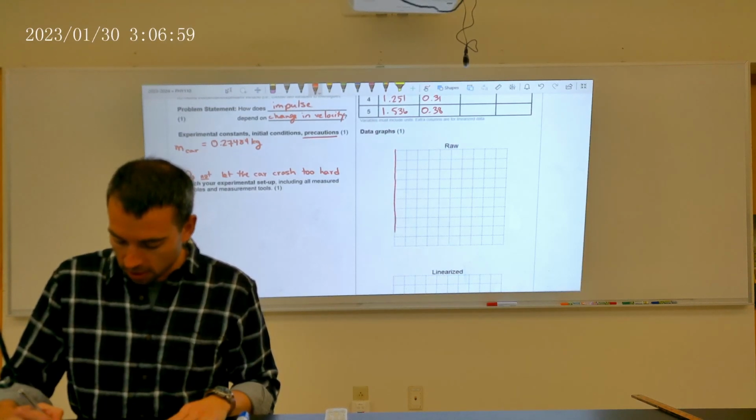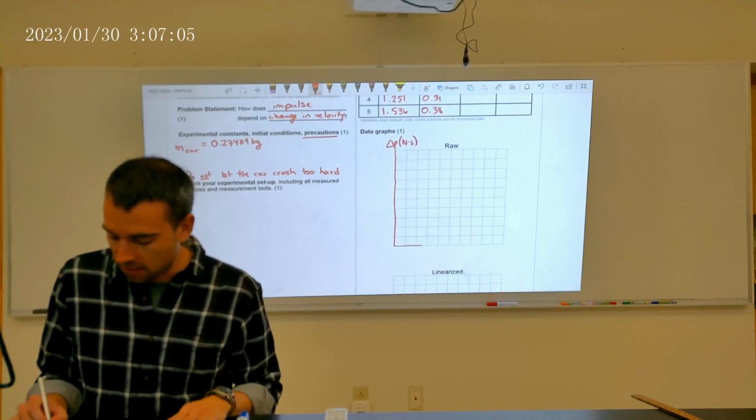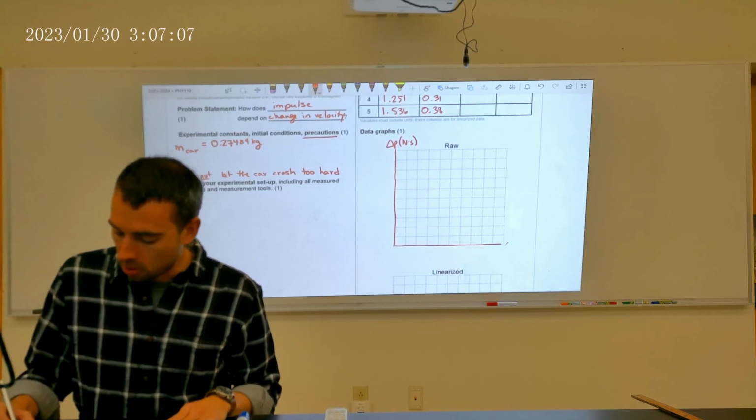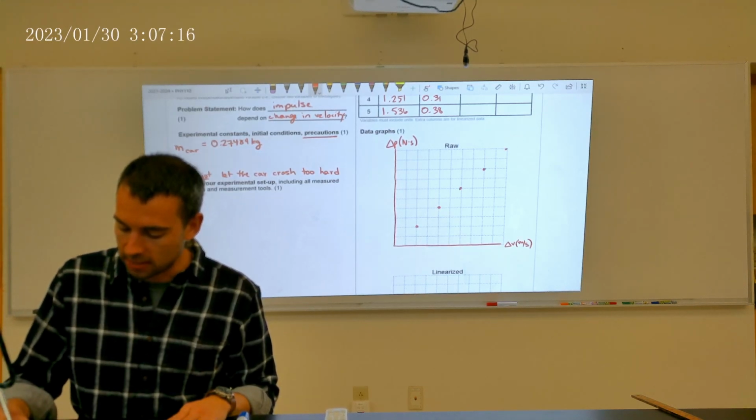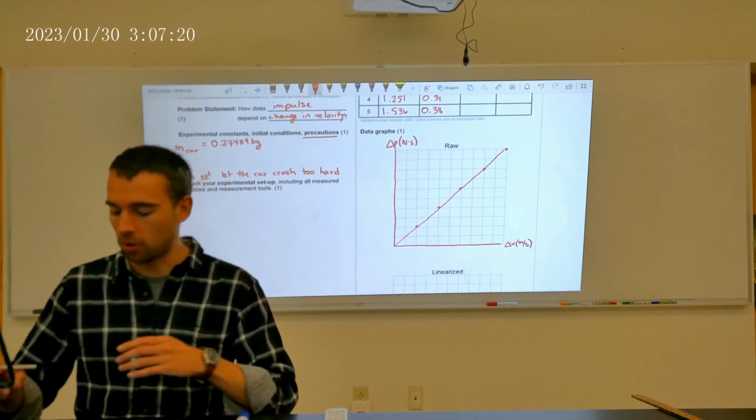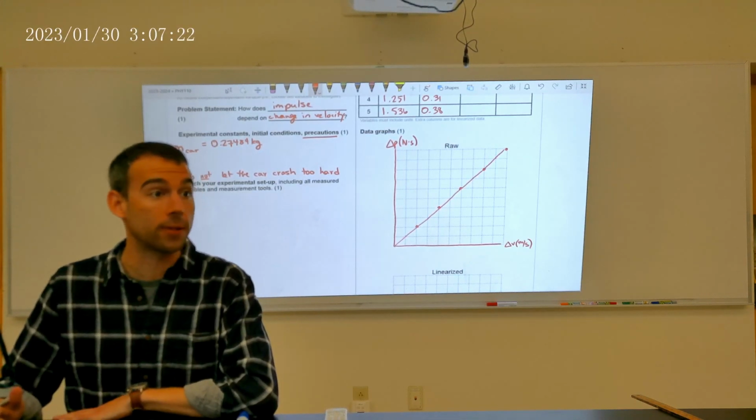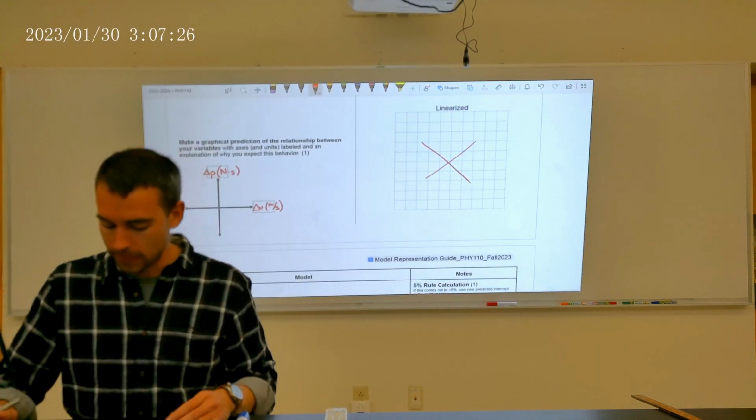delta P on the vertical axis. It should be positive. It's in newtons times seconds. And you should have delta V on the horizontal axis in meters per second. And you should have had something that looked somewhat linear. We did not need to linearize this one. Don't forget to include your numbers for your actual experiment there on the tick marks. Didn't need to linearize, so we can skip that.